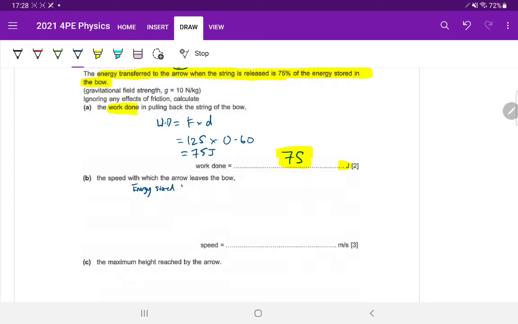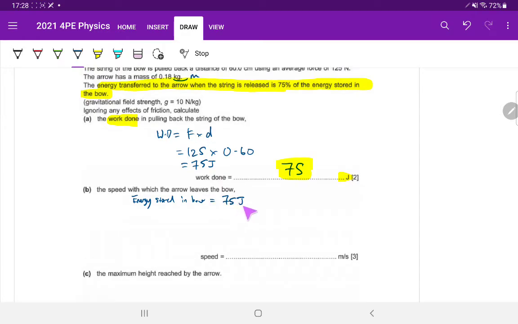So energy stored in bow equals 75 joules, because that's what the work done is. But the amount of energy stored in the bow that is transferred to the arrow is only 75%. So energy transferred to arrow equals 75 times 75 over 100, which gives you 56.25 joules. Again, this is a typical question. It asks you to find the speed of the arrow. First you find the KE, and then from there you sub in the formula to find the speed.